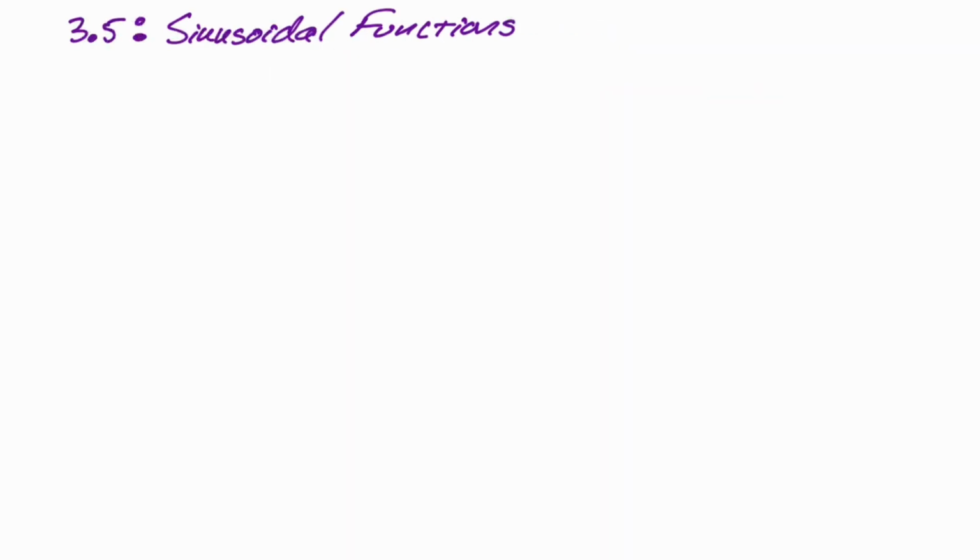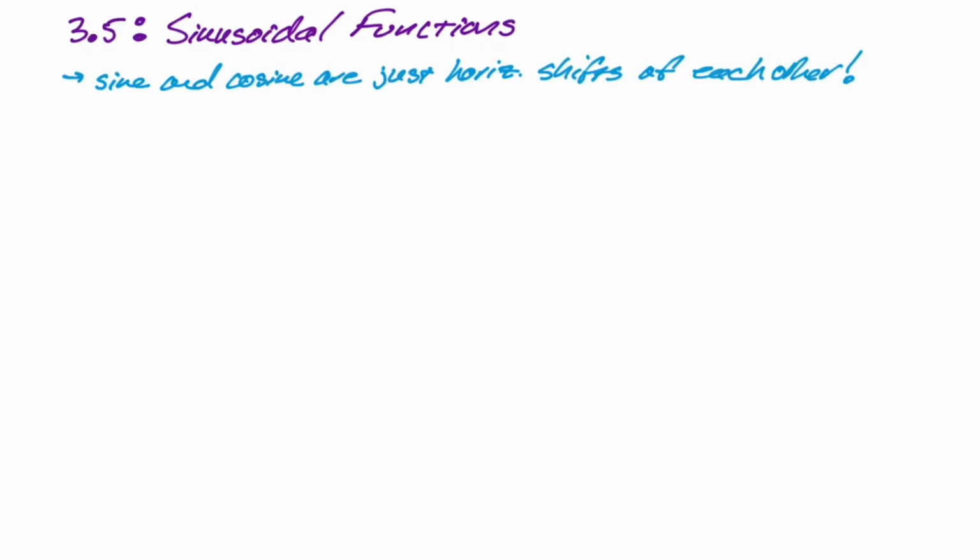Okay, section 3.5 is going to be about sinusoidal functions. And with sinusoidal functions, there's a bunch of things. First, sine and cosine are just horizontal shifts of each other, which you probably noticed the first time you ever graphed both of them. Specifically, in the description of the course, they call out that cosine of x is sine of x plus pi over 2, which means a shift of pi over 2 units to the left. So take sine, shift it pi over 2 units to the left.